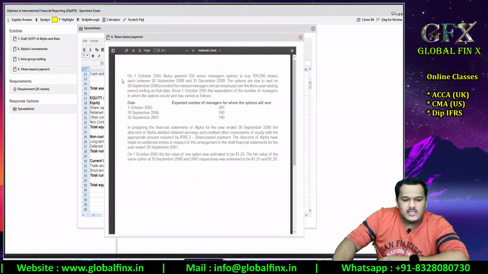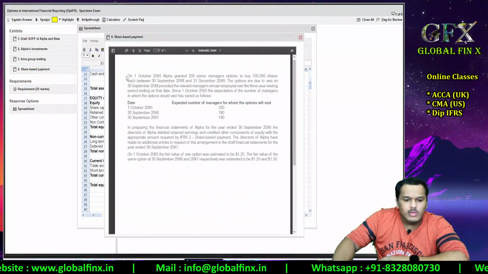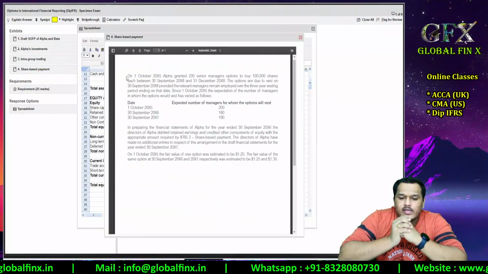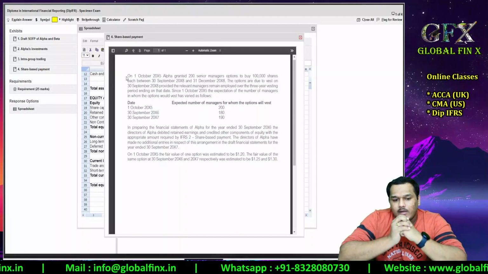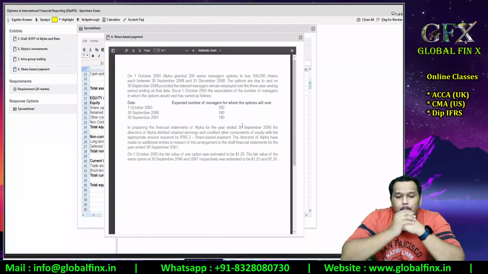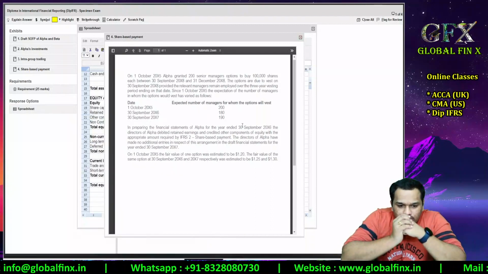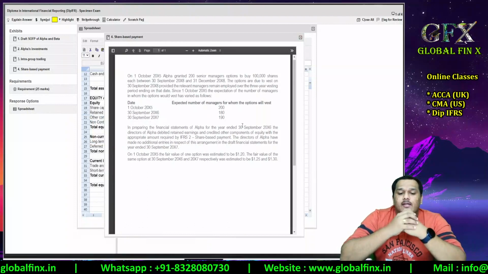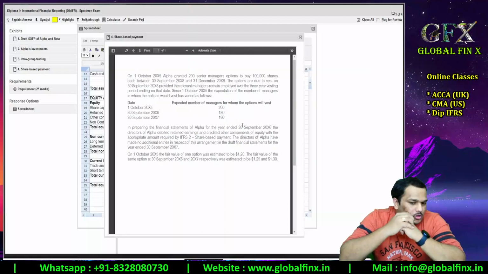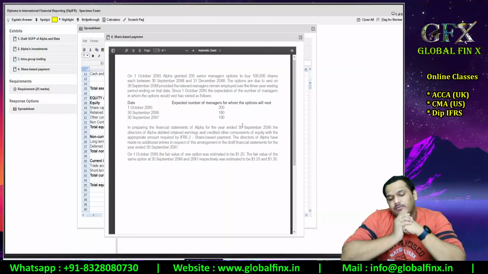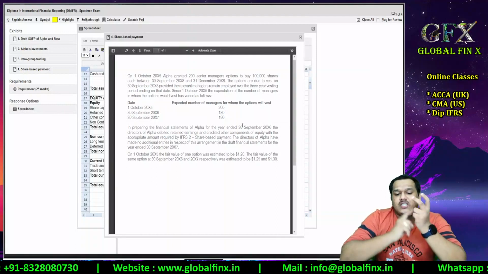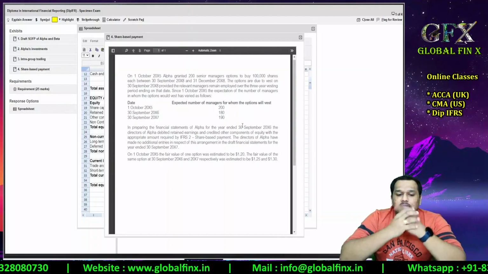And regarding share based payment, let's see. On 1st October 2015, Alpha granted 200 of their senior managers options to buy 100,000 shares each, between 30th September 2018 and 31st December 2018. So the options vest on 30th September 2018. Issue date is 1st October 2015. So 16, 17, 18, 3 years vesting period is there.